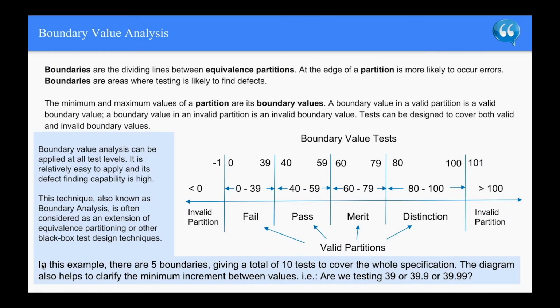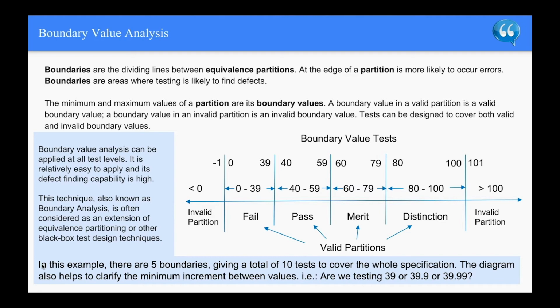Boundary value analysis. Boundaries are divided lines between equivalence partitions. So behavior at the edge of a partition is more likely to be incorrect than behaviors within the partition. So boundaries are an area where testing is likely to yield defects. So look out for that.